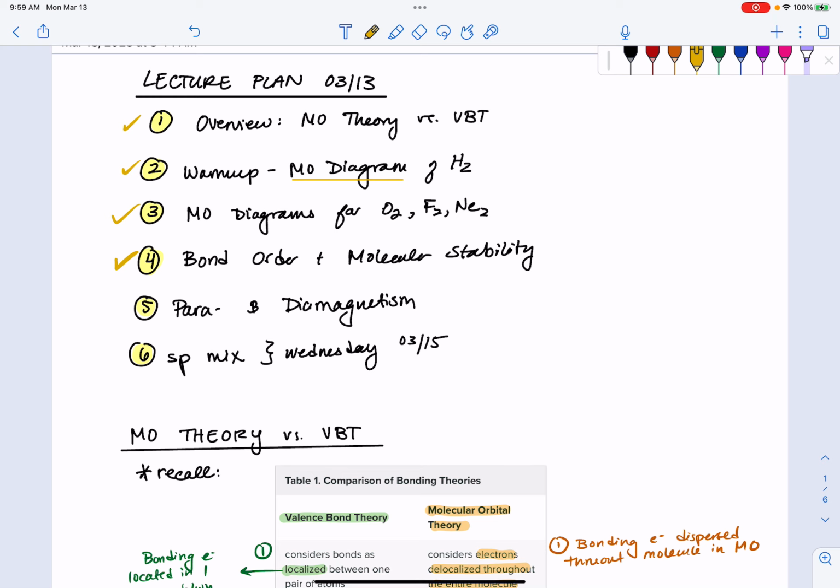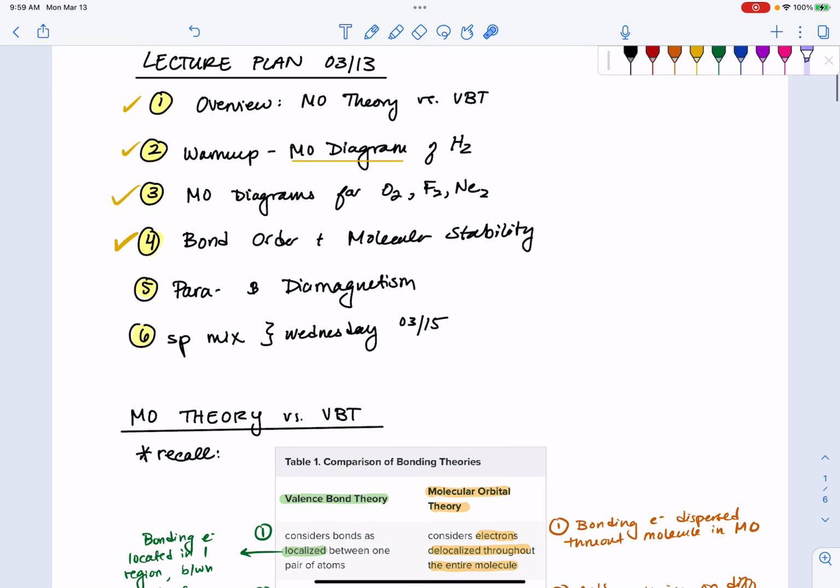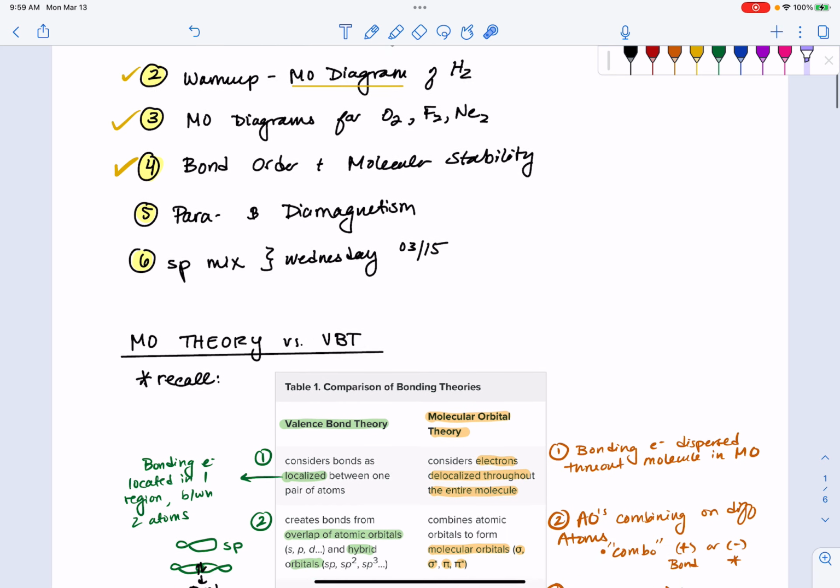Specifically, one of those physical properties is this idea of paramagnetism or diamagnetism. So that is going to be our final topic for today, Monday the 13th. I think we're going to save SP mixing for Wednesday the 15th, because it's kind of our special cases where our MO diagrams are not energetically structured as we might predict. So we'll end today off with para and diamagnetism, and then that will be it.